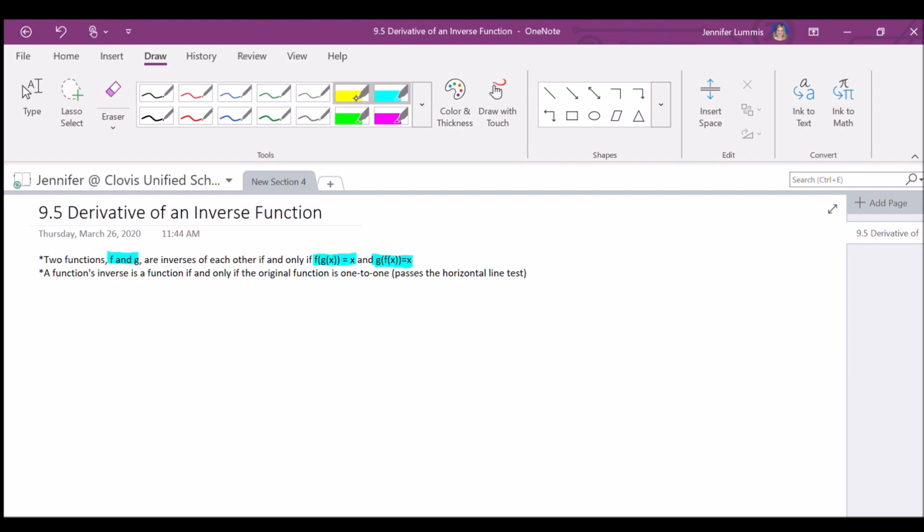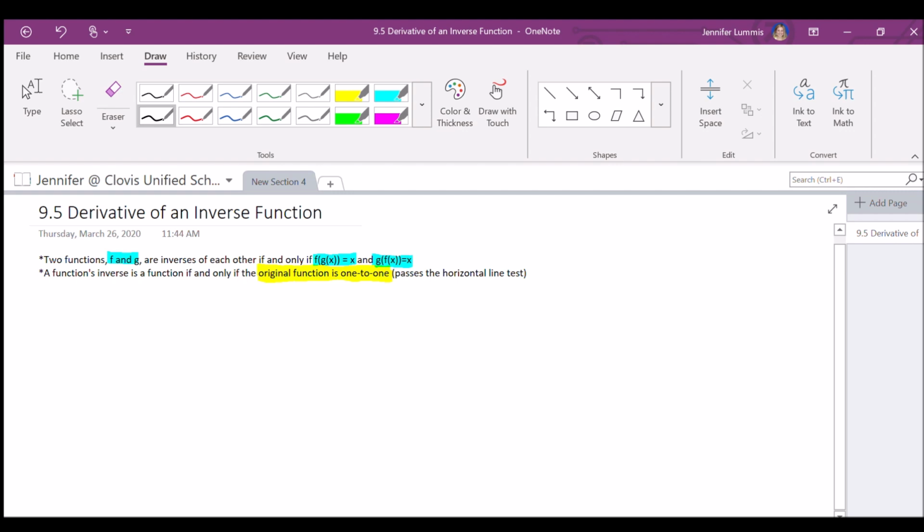Our second statement says that a function's inverse is a function if and only if the original function is one-to-one. And that means that it passes the horizontal line test. So this is just background information to remember. We might recall some of this as we go through the lesson here. We're going to start with kind of a review.